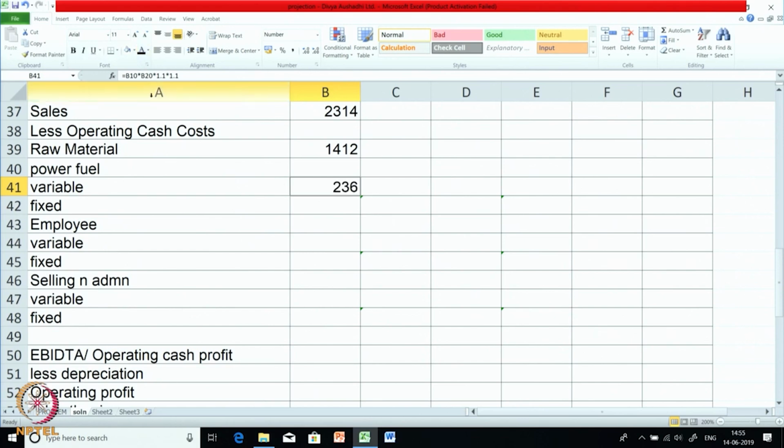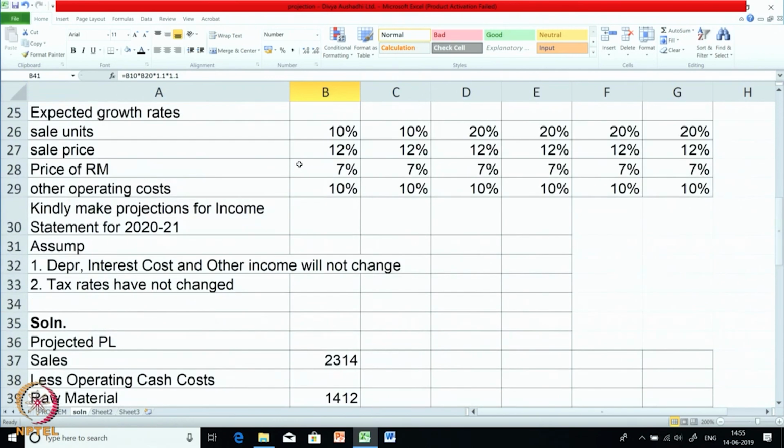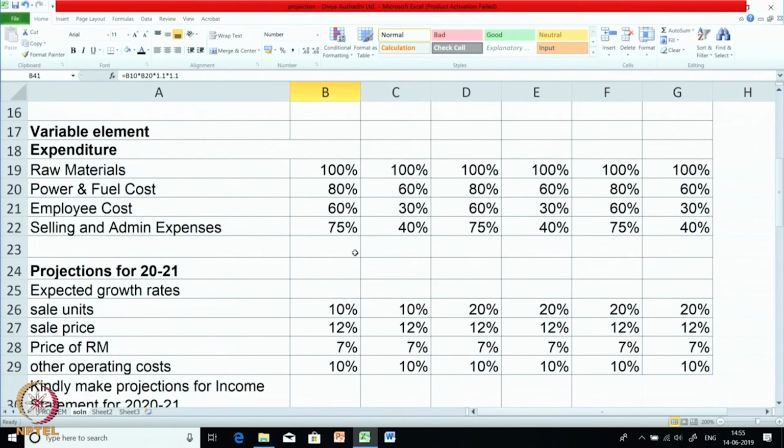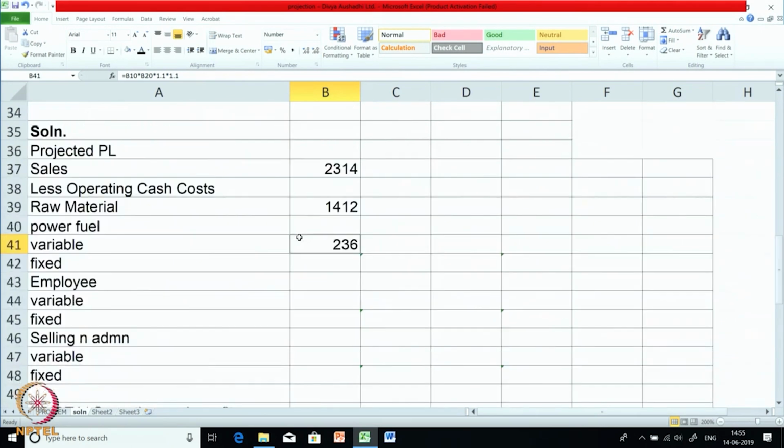So you can note how it has been done. B10 into B20. B20 refers to the percentage of variability, that is last year's figure into 80% into 1.1 because of change of units, and again into 1.1 because of change of cost.